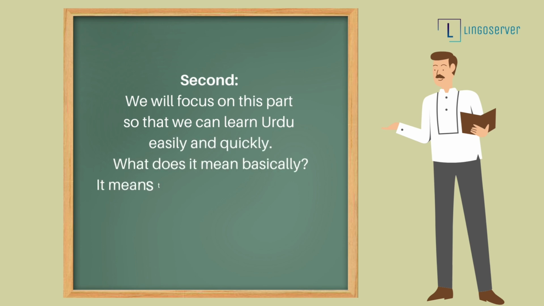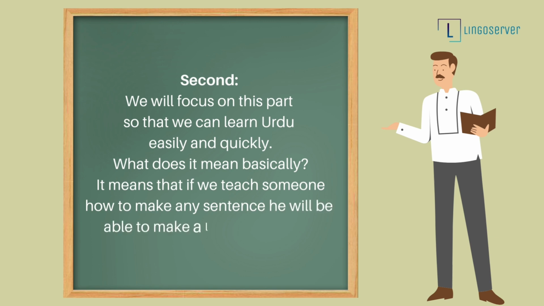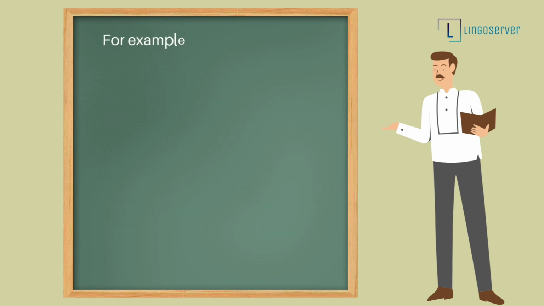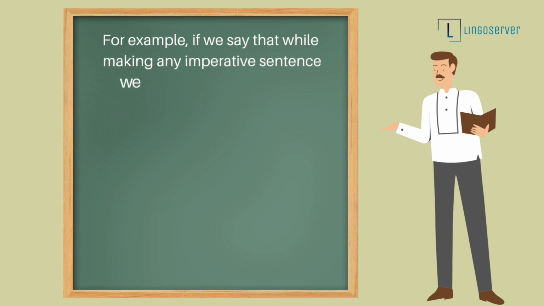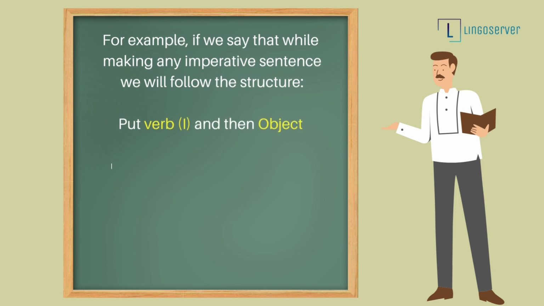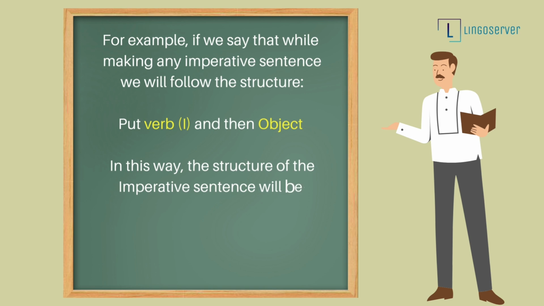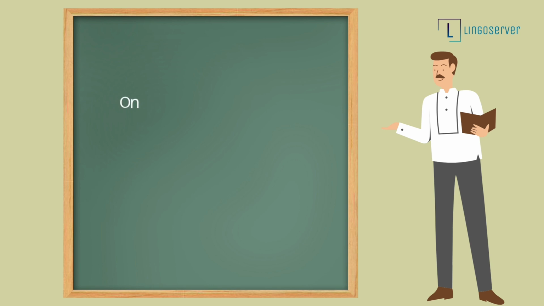What does it mean basically? It means that if we teach someone how to make any sentence, he will be able to make a lot of sentences. For example, if we say that while making any imperative sentence, we will follow this structure. Put the first form of verb and then object. In this way, the structure of imperative sentence will be verb 1 plus object. And then it becomes go there.